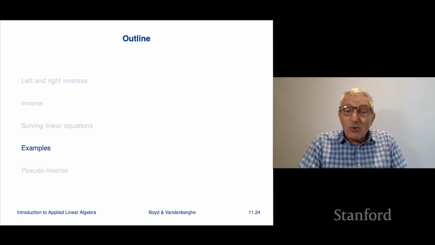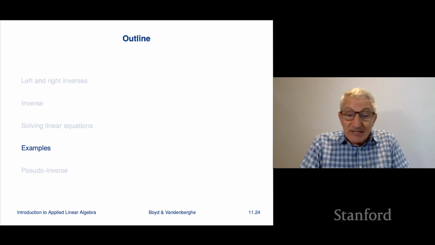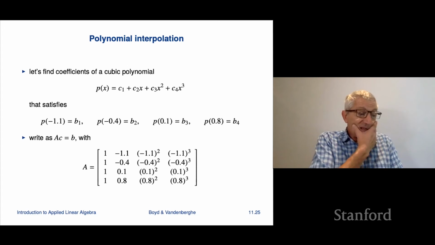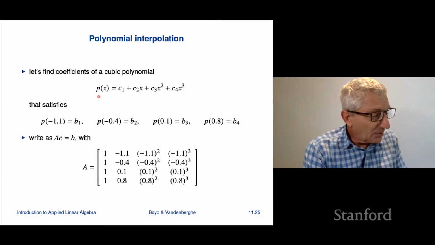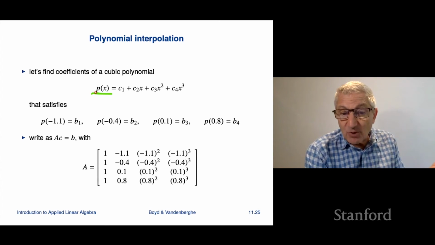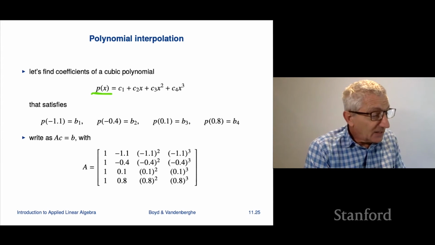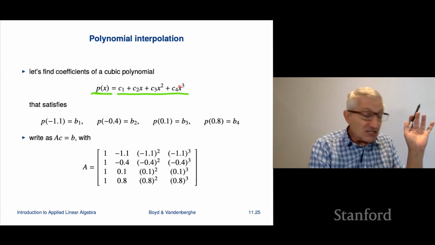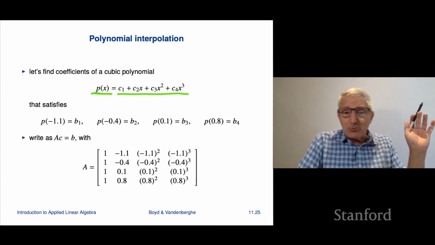Okay, what we're going to do now is look at just a couple of very simple examples. There are many, many others, but let's take a look at them. The first one is in polynomial interpolation. So what we'll do is represent a polynomial p of x, a polynomial of one scalar variable x. I'm going to write it as c1 plus c2 x plus c3 x squared plus c4 x cubed. Okay, so it's a quartic. No, it's a cubic, sorry.